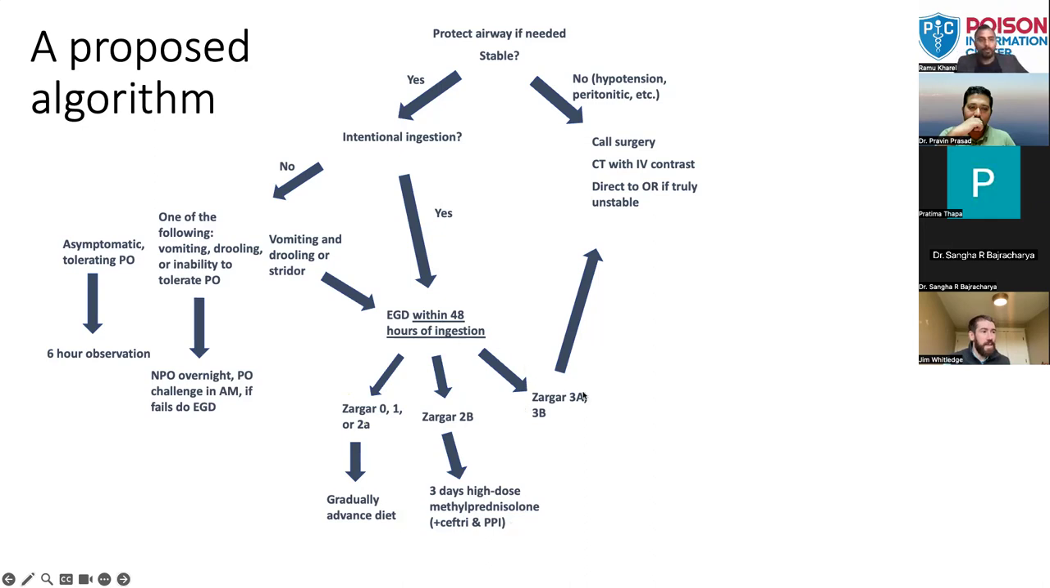If I see 3A or 3B lesions, so there's some degree of necrosis, those are people who I would definitely get a CT scan in, and I would speak with surgery as well. And likely, it is going to take a lot longer to advance their diet.